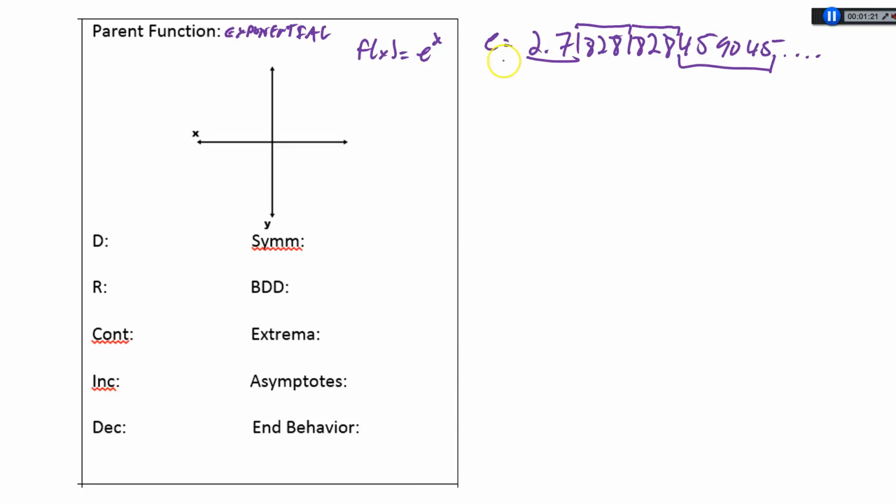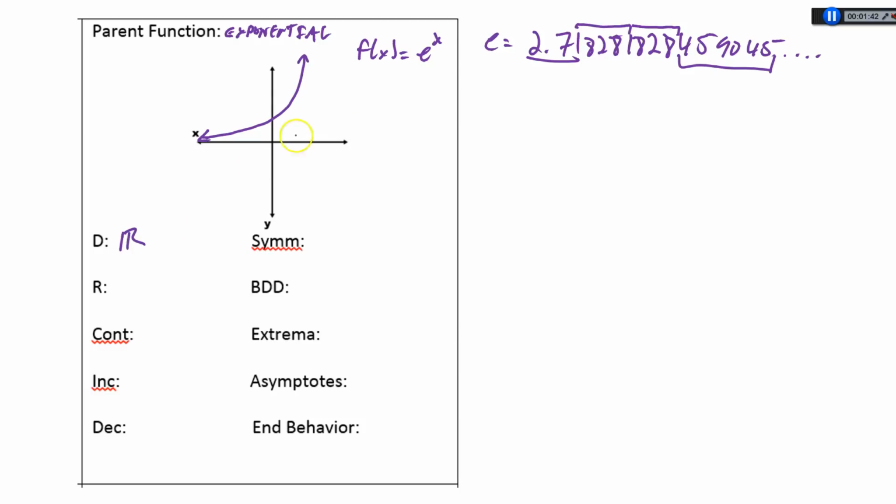So f of x equals e to the x. E is just a number. Exponential functions all have the same shape. They look like this. E to the x grows very, very, very quickly. And in fact, it grows faster than any polynomial you can think of. And it has some really cool properties that we use in calculus. So e to the x, great function.